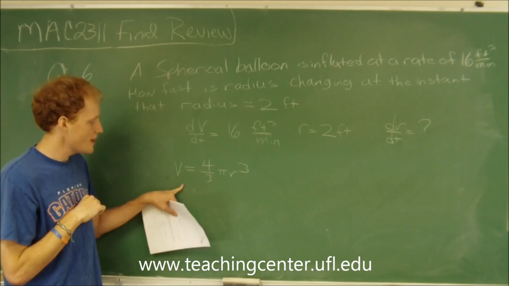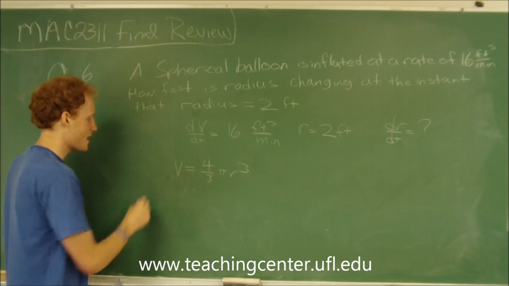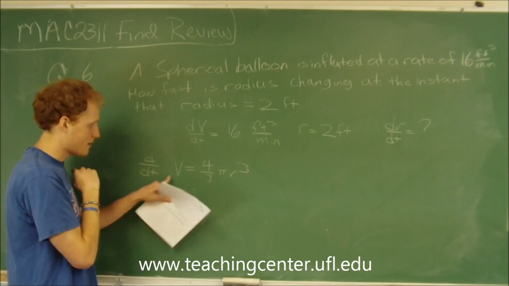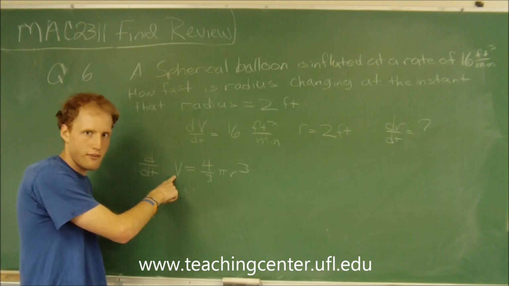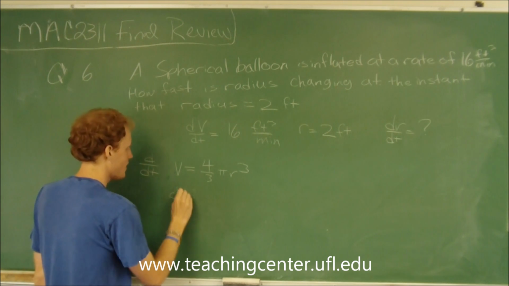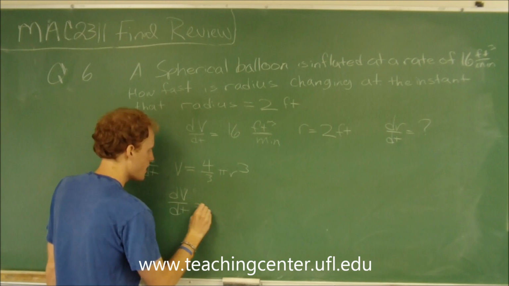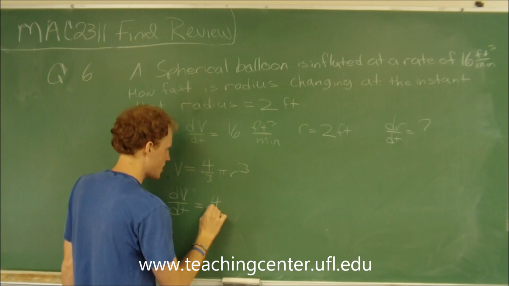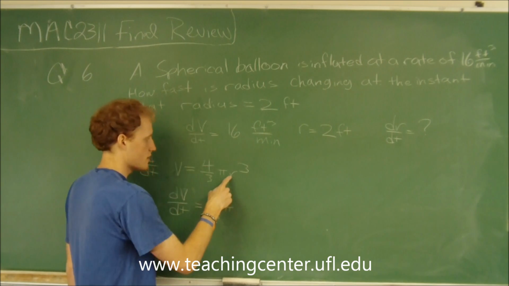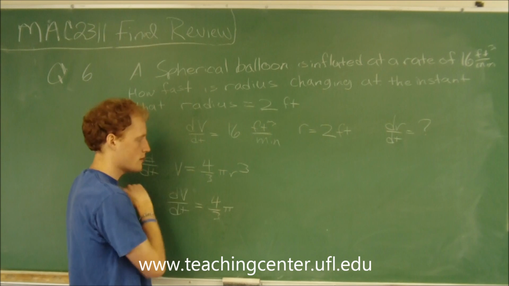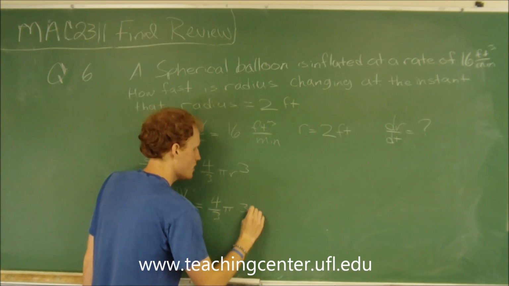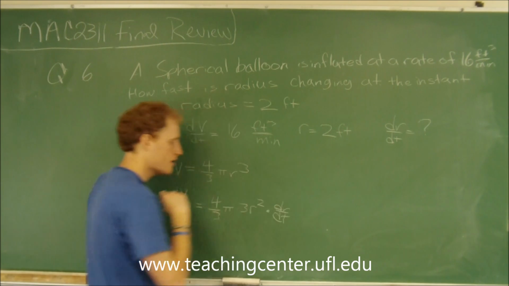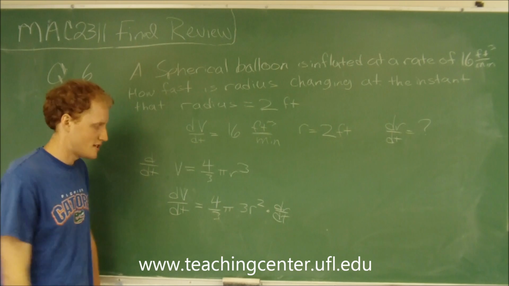Now, for related rates, we take the derivative with respect to time, so d by dt of both sides. That results in the derivative of volume with respect to time, which is dV over dt. On the other side, 4/3 pi doesn't change. Then we take the derivative of r cubed with respect to time, and we get 3r squared times dr over dt. This is just like implicit differentiation.